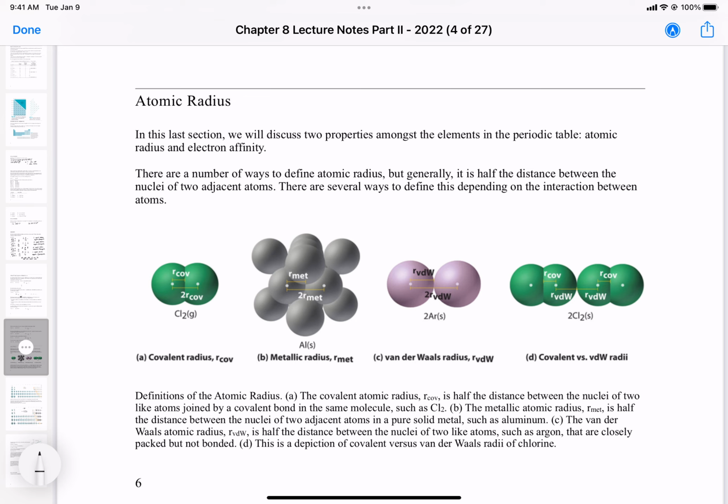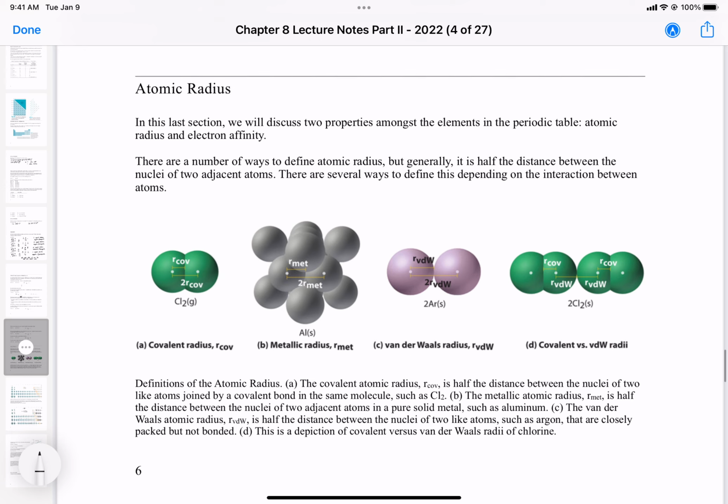And then D shows the comparison between the covalent radius versus the van der Waals radius of chlorine. You see, the van der Waals radius is a lot larger than the covalent radius, and that's because in the van der Waals radius they're not actually bonded, so the distance between the two spheres, or the radius, is going to be larger than in a covalently bonded molecule.